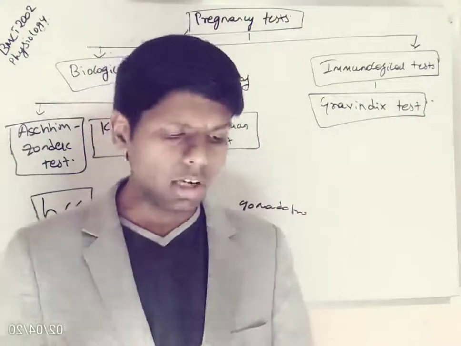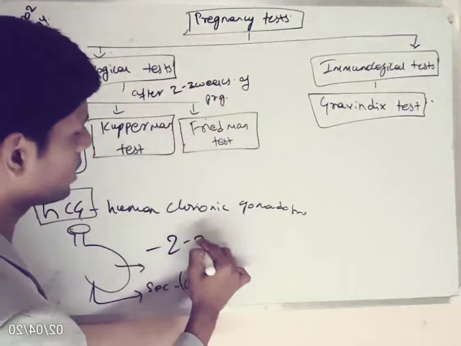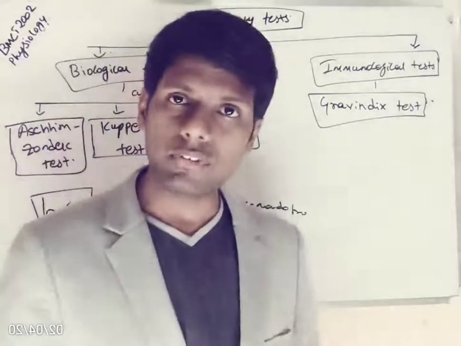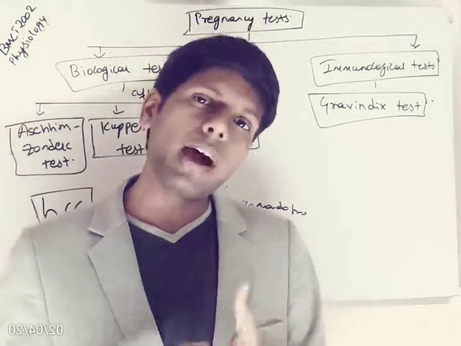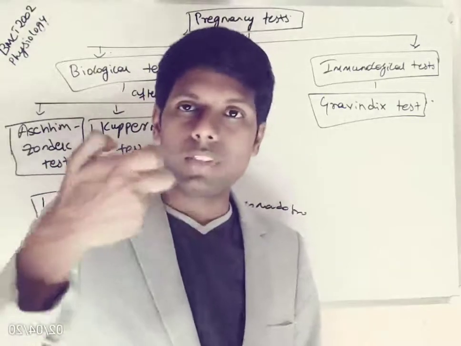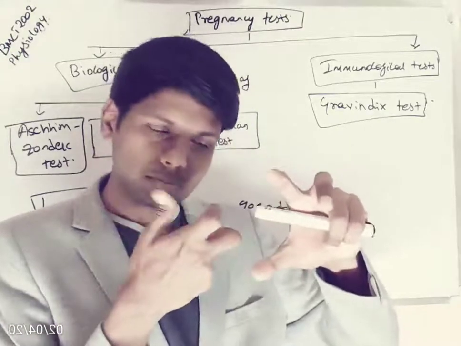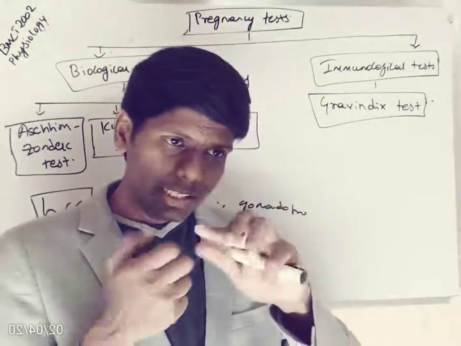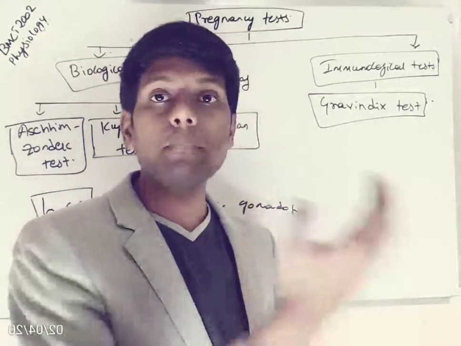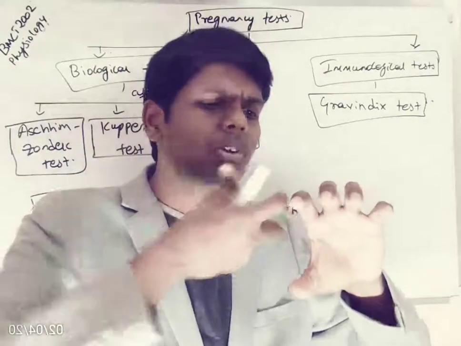In the biological method, after 2 to 3 weeks of unprotected sex, I will take the urine of this woman. Definitely in that urine, she should have HCG. To detect that HCG, I will take 2 ml of this woman's urine and inject it into a rat, an immature rat, meaning a rat which is not matured enough to develop babies.